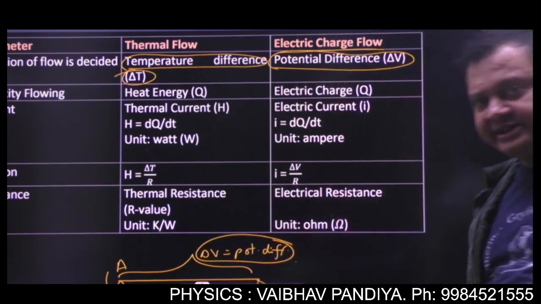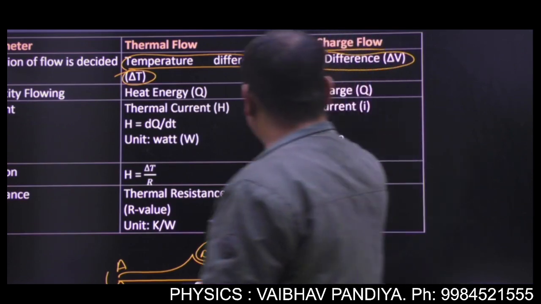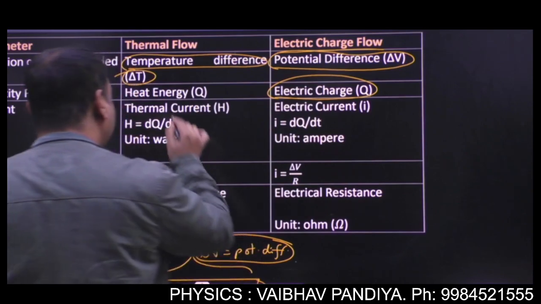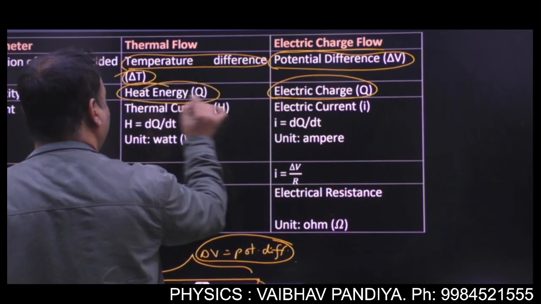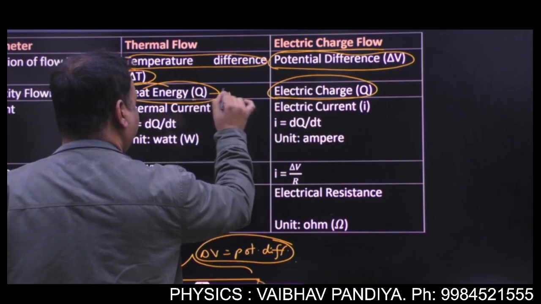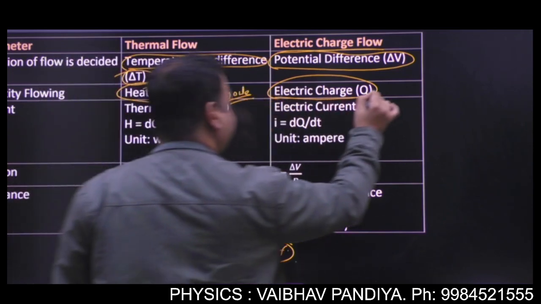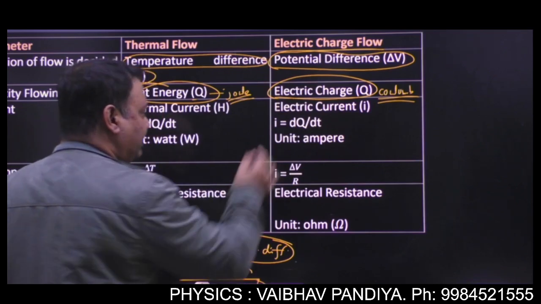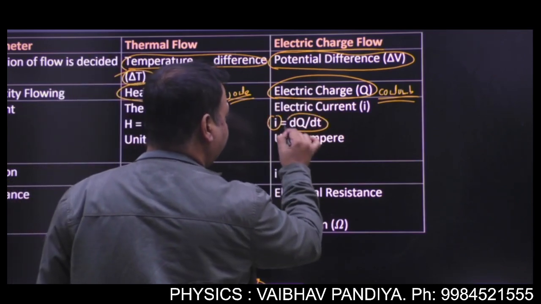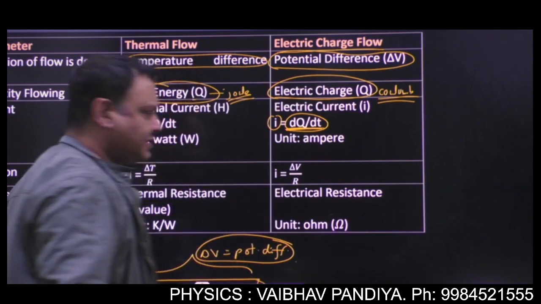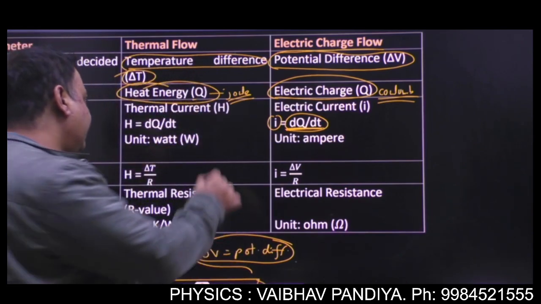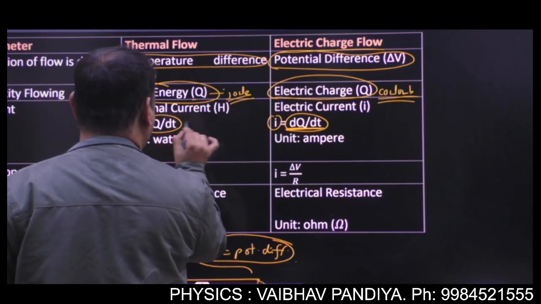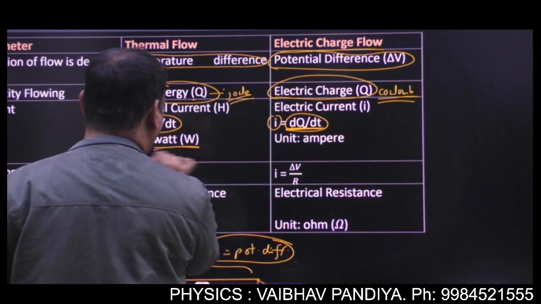Now what is the quantity that is flowing in electric current? That is the electric charge denoted by Q. And what is the quantity that is flowing in thermal current? That is the heat energy, again denoted by Q. It has a unit of joule, it has a unit of coulomb. How we define the electric current? I is dq by dt, rate of flow of the electric charge, correct? How we define the thermal current? H is dq by dt, the rate of flow of thermal energy. SI unit will be joule per second, that we have seen is watt.